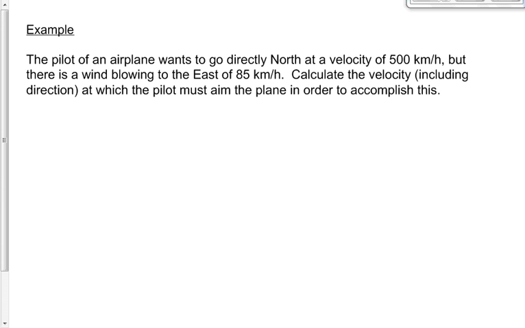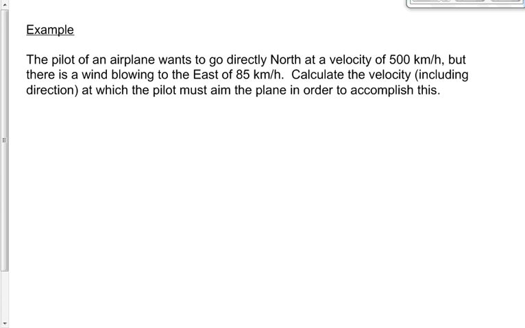Let's try this one. The pilot of an airplane wants to go directly north. We want to go directly north at a velocity of 500 kilometers per hour. But there's a wind blowing to the east at 85. Where do we have to aim?